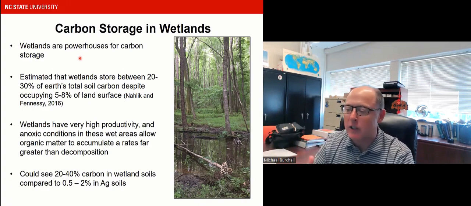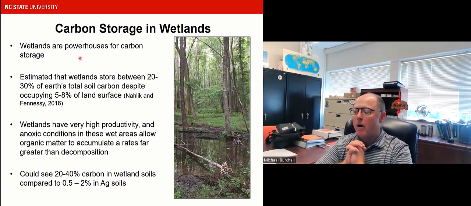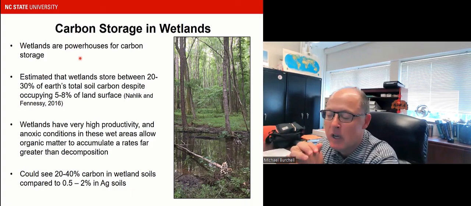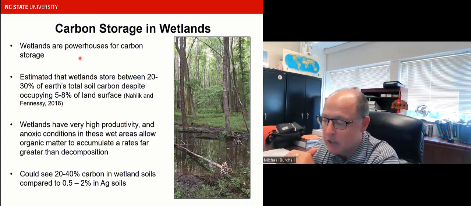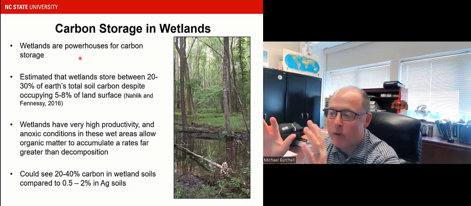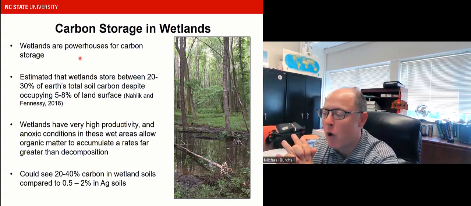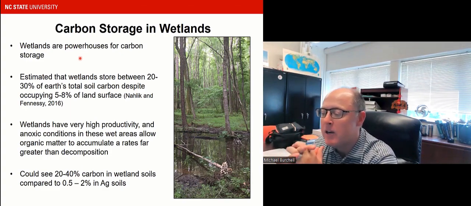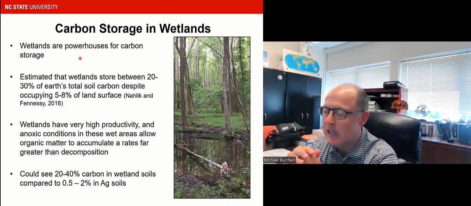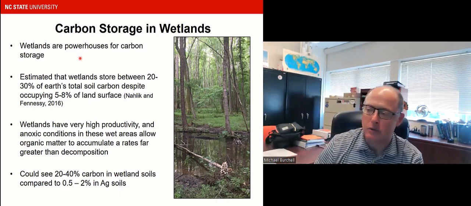And just as a comparison between wetland soils and ag soils, it's pretty common to see most average wetlands have 20 to 40% carbon in their soils, compared to 0.5% to 2% in active agricultural soils. So a lot more carbon in these wetlands.